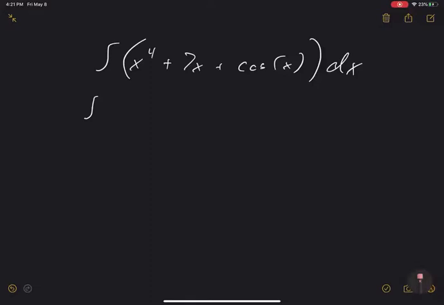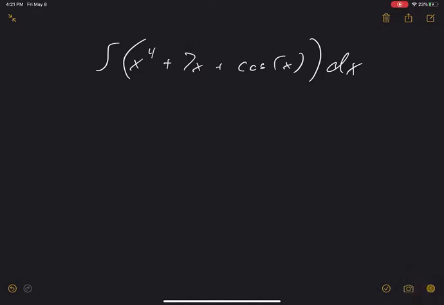So why is this important? Well, we usually skip these steps. So if I had x to the fourth plus 7x plus cosine of x, I can just integrate these pieces individually. I oftentimes don't bother splitting up this integral into pieces. I could split this up into three different integrals and then integrate those things individually. But really, as long as I know that this property holds, which it always does, I can just go ahead and integrate this all in one shot.